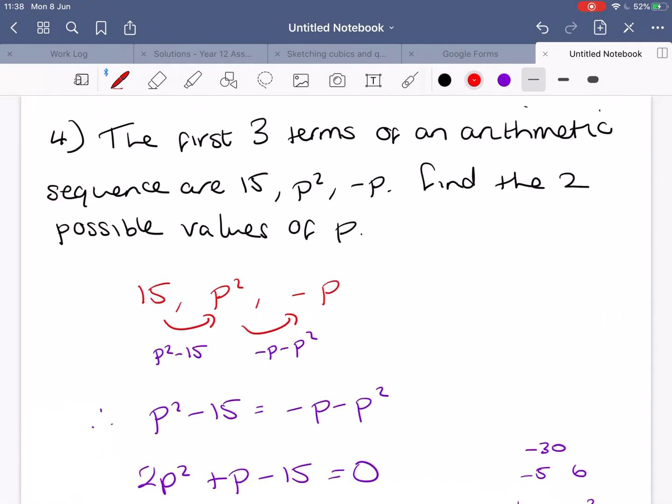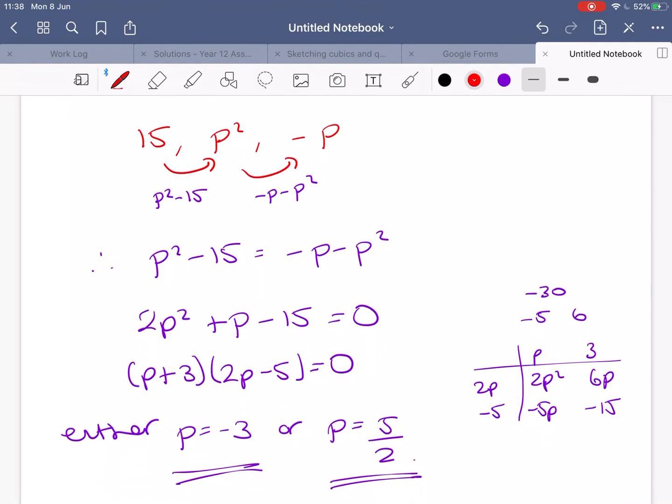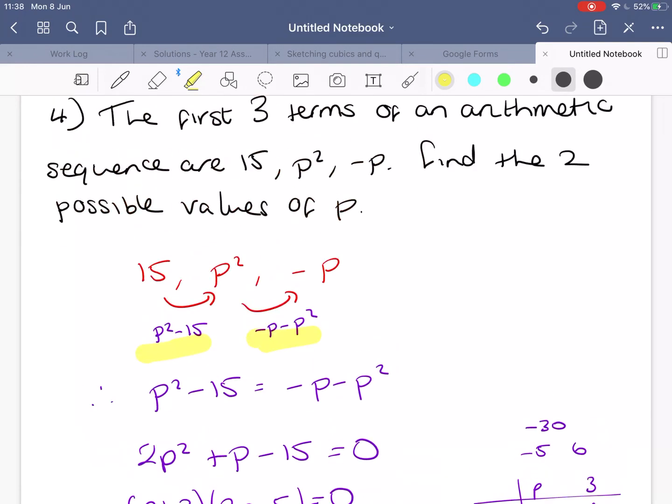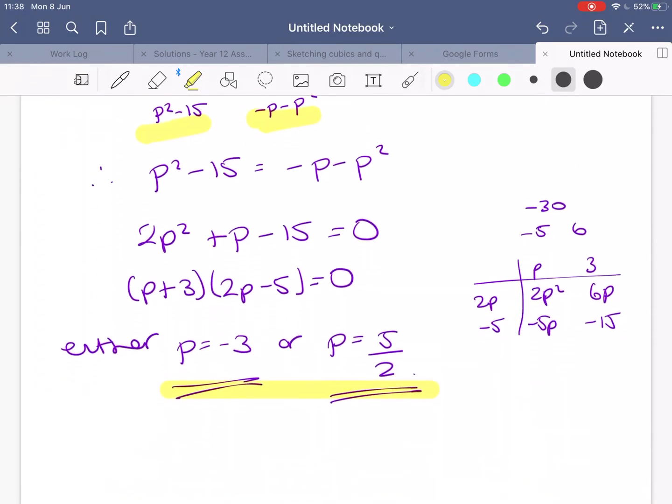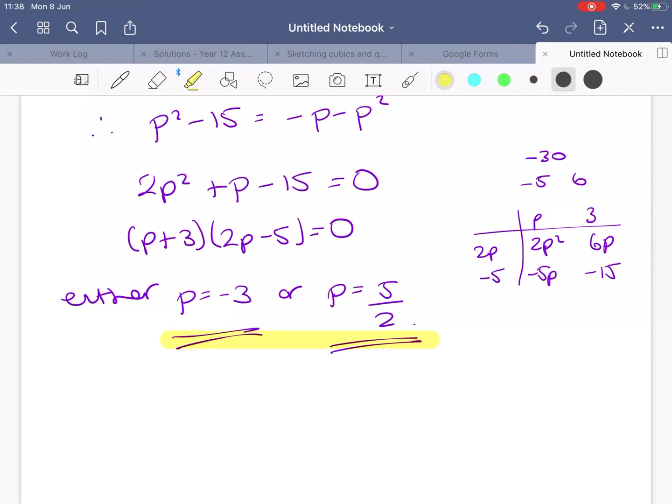Right, question 4. Again, this is one of these questions where you have to realise it's an arithmetic sequence, so the difference is common throughout. Okay, so you can set up the minus p squared from this side is equal to p squared minus 15, and you get your solutions for p, and the question does say find the two possible values of p, so there we are, we've got it.